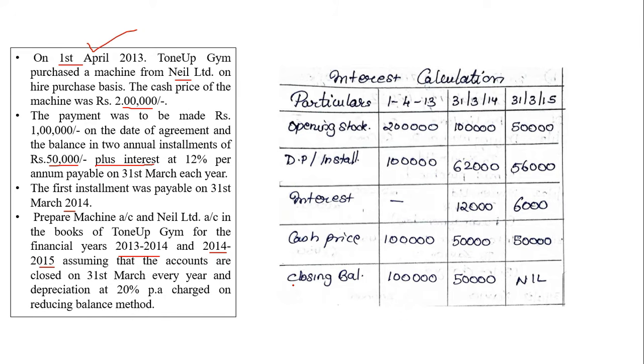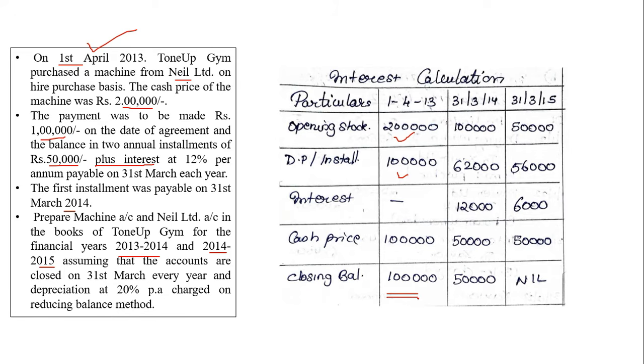This is normal. Now, the cash price of the machine, or the opening stock of the machine, was 2 lakhs. So I've written here 2 lakhs. In the first year, we made a down payment of 1 lakh. On the day when you purchase and make the down payment, there is never any interest. So cash price is 1 lakh. So 2 lakh minus 1 lakh, the opening minus cash price, is 1 lakh. That's my first closing balance.